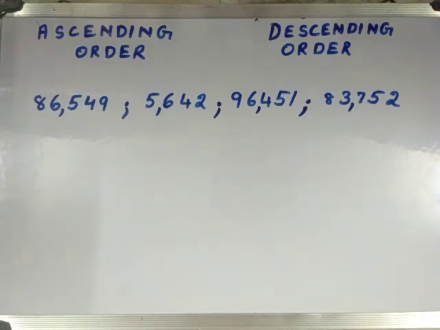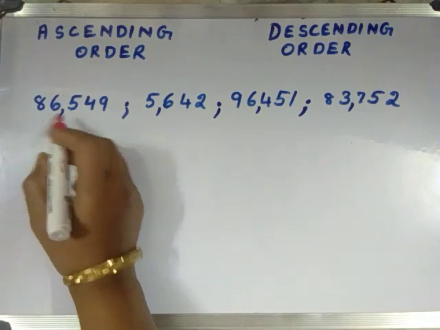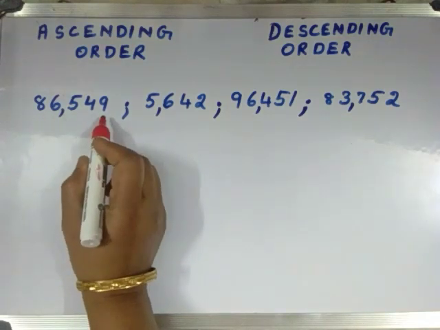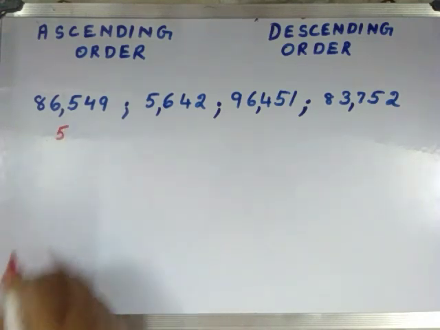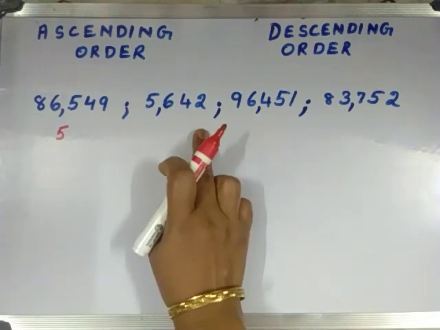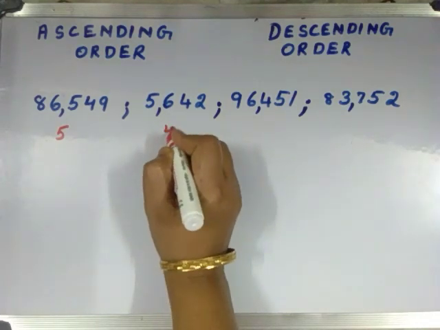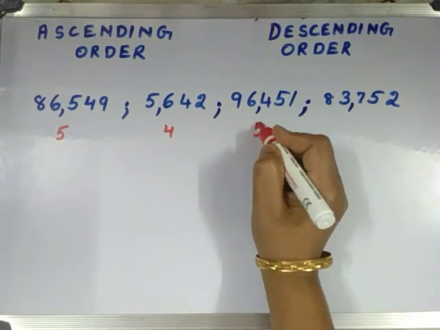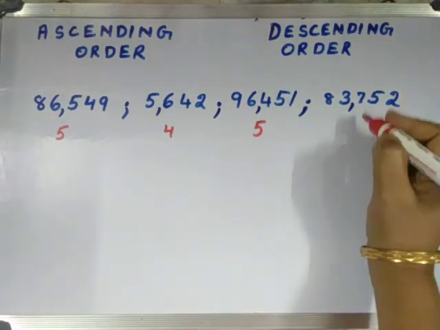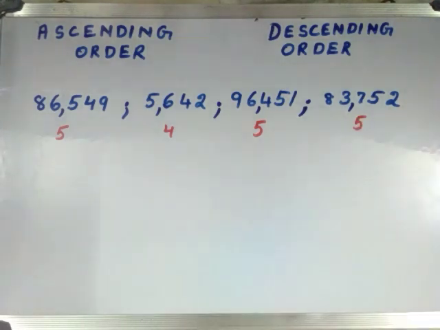Before we arrange them in ascending order, the first step that we have to follow, which we have already learnt in the previous class while comparing two numbers, is to find out how many digits each number has. Now this number 86,549 is a 5-digit number, and in this case it is a 4-digit number, and this number has 5 digits and this number also has 5 digits.